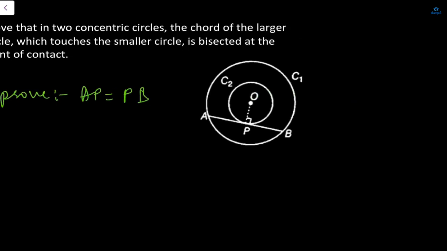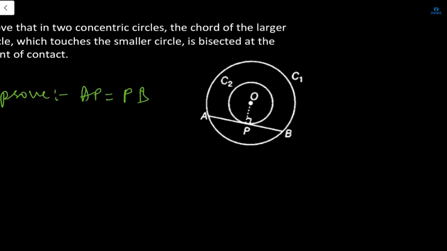So the tangent of a circle at the point of contact is perpendicular to the radius. So if you join OP, angle OPB will be equal to 90 degrees from the first theorem, that we did in the last class. Now C1 is the bigger circle, C2 is the smaller circle. Now this is making 90 degrees here. And if you see, OP is the radius. OP is the radius for the smaller circle.